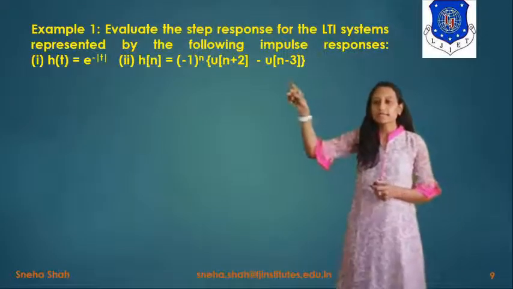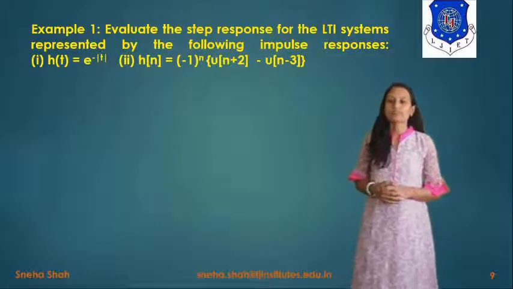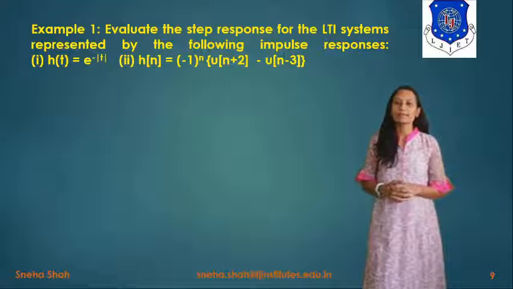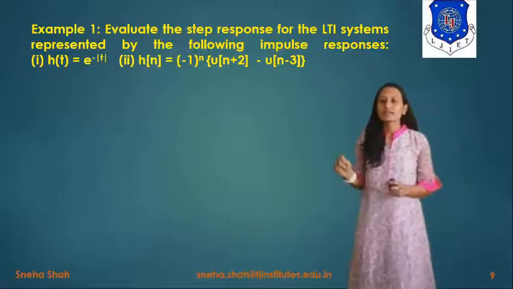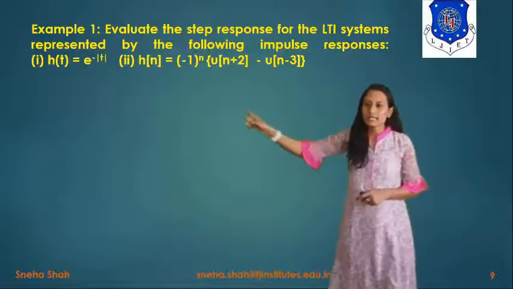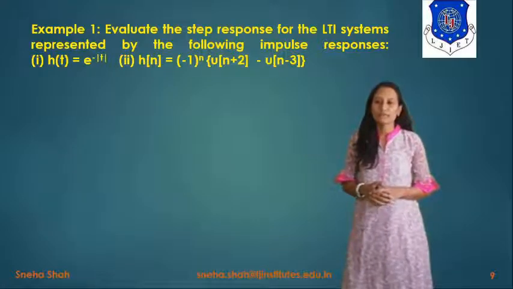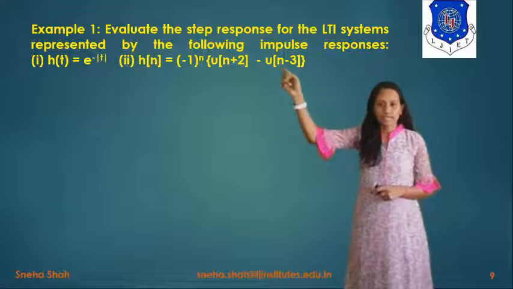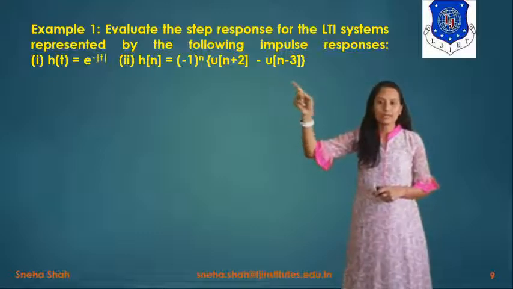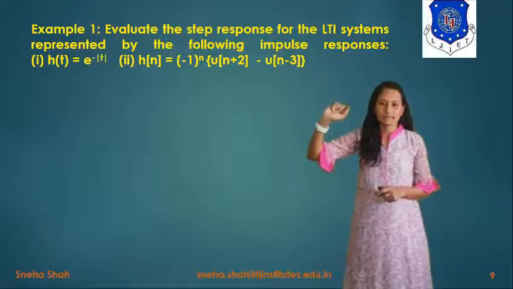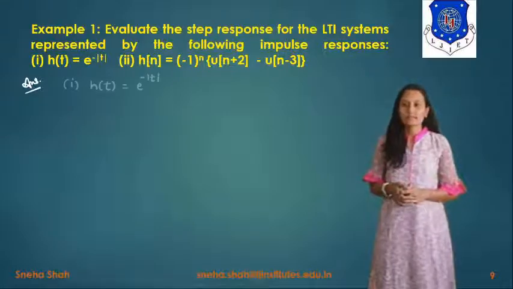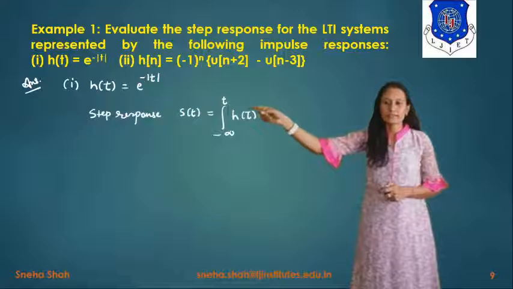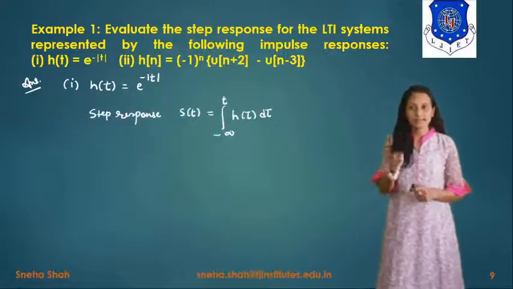The first example is: evaluate the step response of the LTI system represented by the following impulse responses. The first impulse response is h of t equals e raised to minus mod of t. The second one is h of n equals minus 1 raised to n, u of n plus 2 minus u of n minus. To start solving this example, first we start with the first term, h of t, which is the continuous time signal.